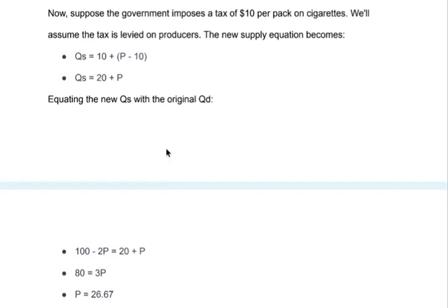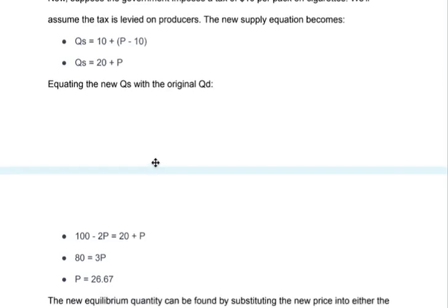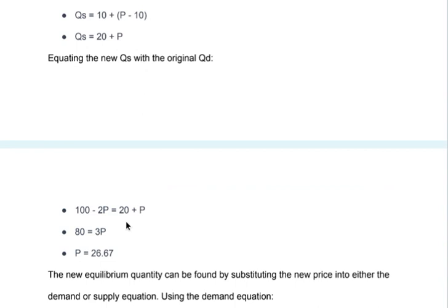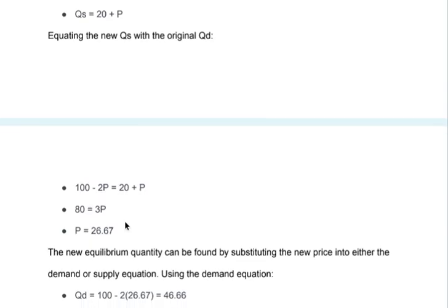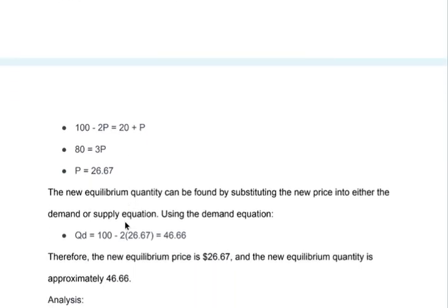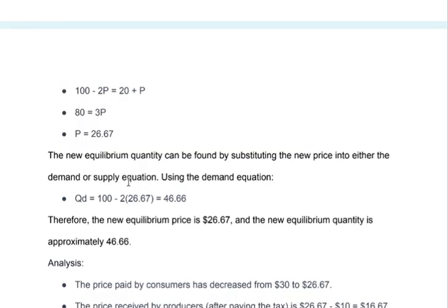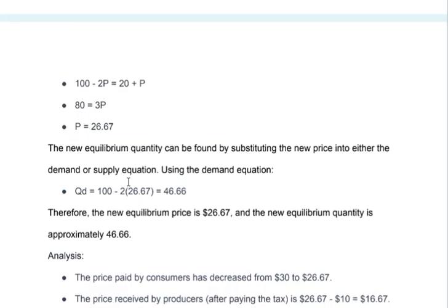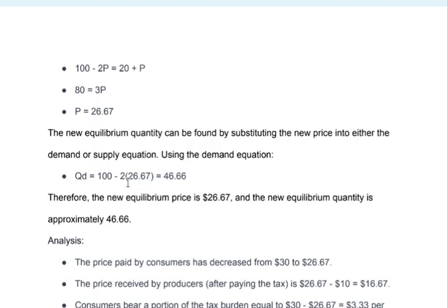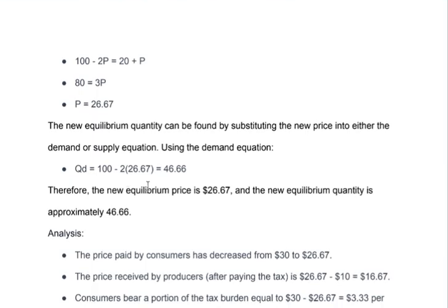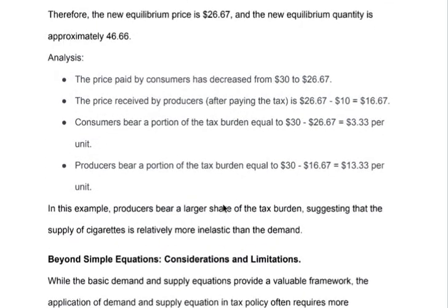Equating the new QS with the original QD, 100 minus 2P equals 20 plus P. 80 equals 3P. P equals 26.67. The new equilibrium quantity can be found by substituting the new price into either the demand or supply equation. Using the demand equation, QD equals 100 minus 2 times 26.67 equals 46.66. Therefore, the new equilibrium price is $26.67, and the new equilibrium quantity is approximately 46.66.